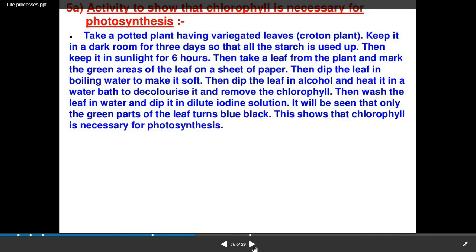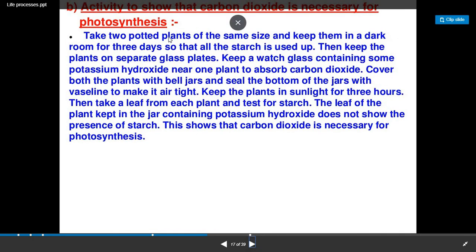The next requirement, and next activity, is to show that carbon dioxide is also necessary for the process of photosynthesis. For this we have to take two potted plants of the same size and keep them in a dark room for 3 days, so that all the starch is used up. Then keep the plants on separate glass plates. Keep a watch glass containing some potassium hydroxide, that is KOH, near one plant to absorb carbon dioxide.